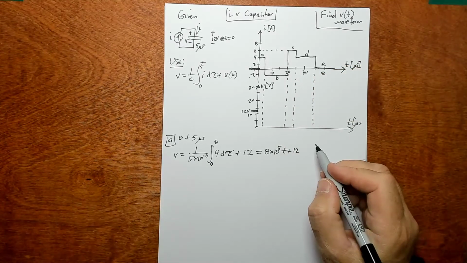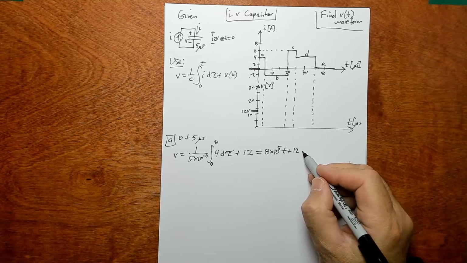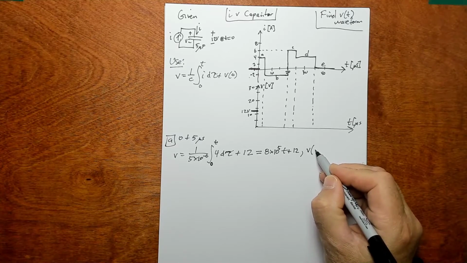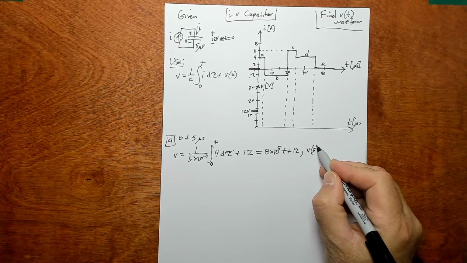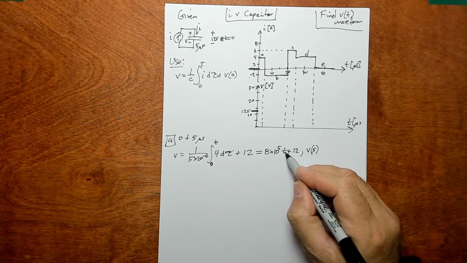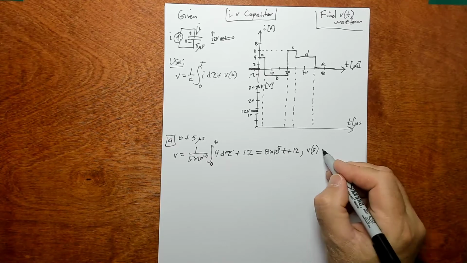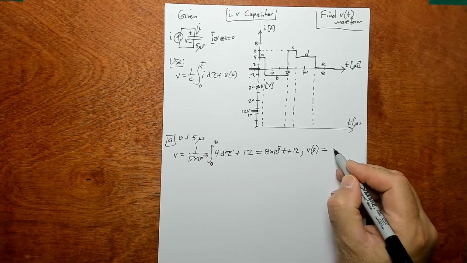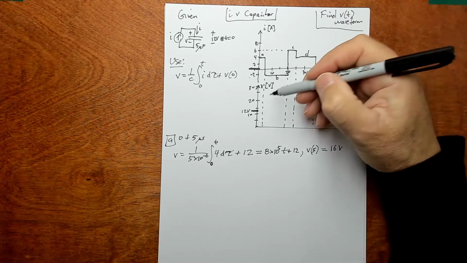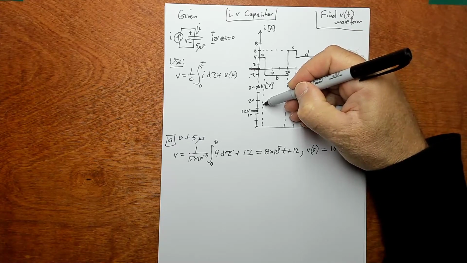So I'll squeeze that right in here. So V at 5, and this is microseconds. Plug that in here. So this is 5 microseconds. It'd be 5 times 10 to the minus 6. Plug that in there, and what you're going to get is 16 volts. So that's the value at the end of this period here.